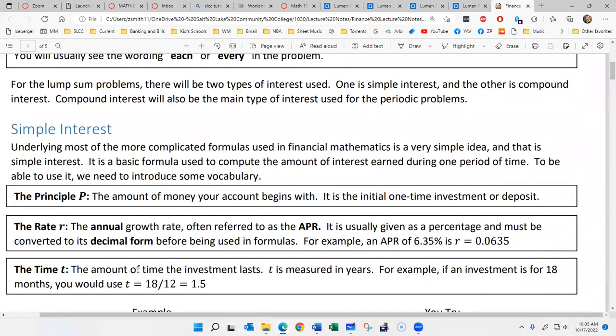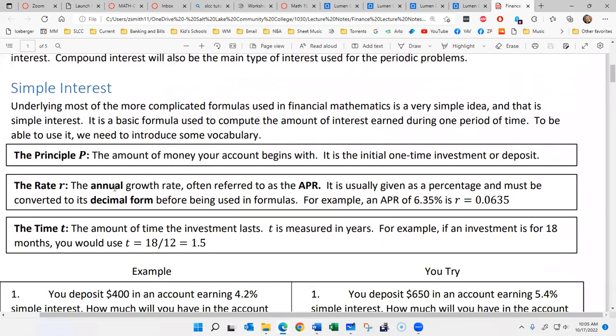In order to understand these formulas, let's introduce a couple of things. First is the principal. The P is the amount of money your account begins with. It's the initial one-time investment or deposit. The rate R is the annual growth rate, often referred to as APR, annual percent rate. It's usually given as a percentage, and it must be converted to decimal form before being used in formulas. So for example, 6.35%, you would work with R equals 0.0635.